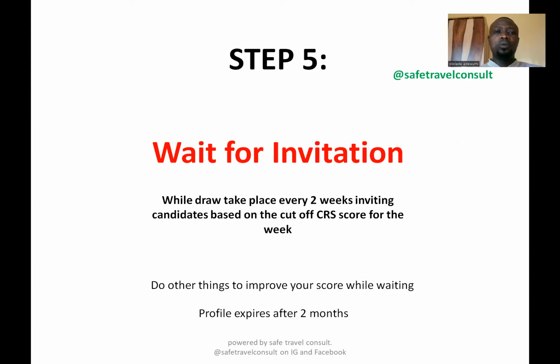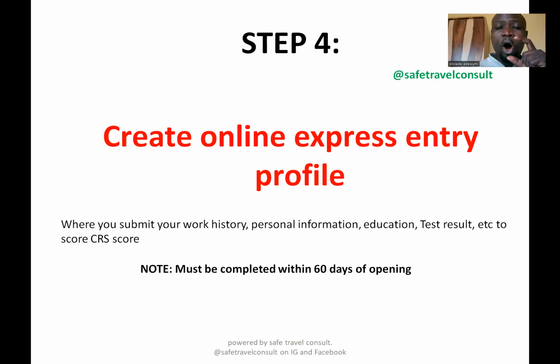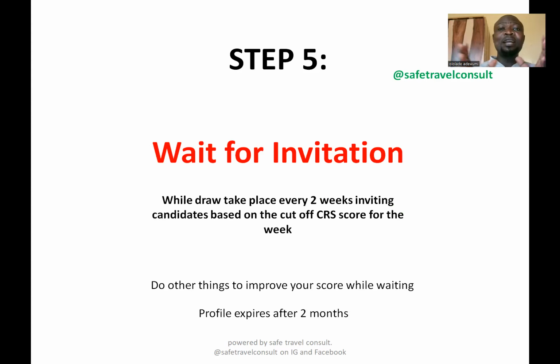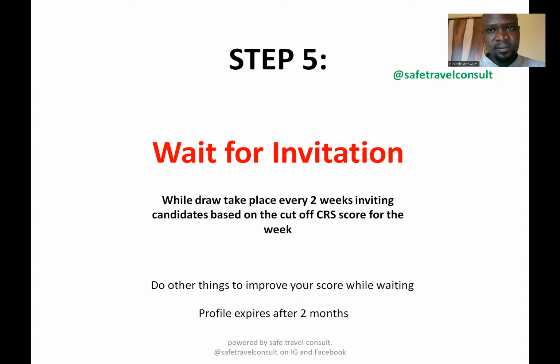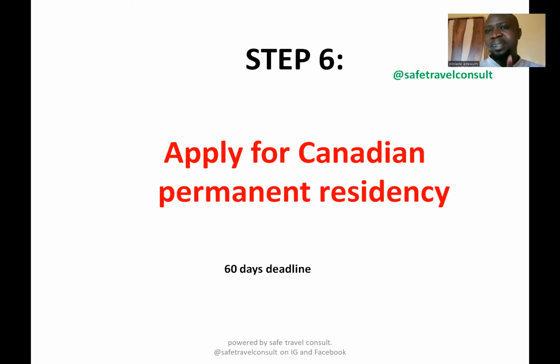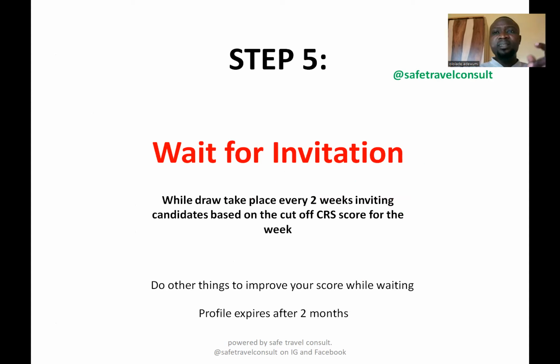There used to be a draw, whereby every 2 weeks, the system would search candidates, and a cutoff score will come out. If, based on all the information that you submitted while creating your profile, the points that you score are above that cutoff score, or equal to the cutoff score that the system comes up with, then you will be invited to apply for permanent residence, which is step 6. You'll be invited to apply for permanent residence. This draw normally takes place every 2 weeks.